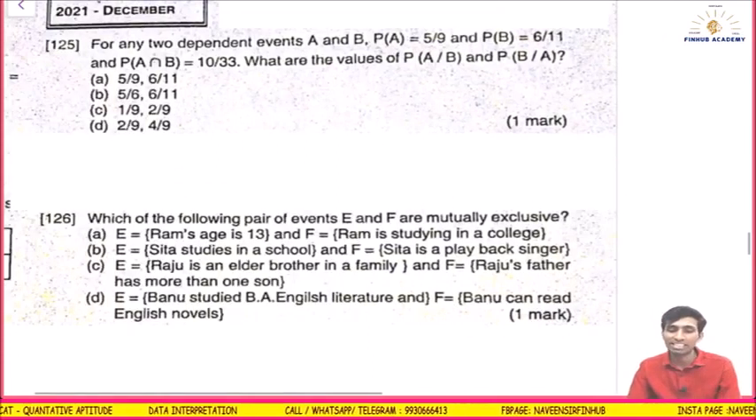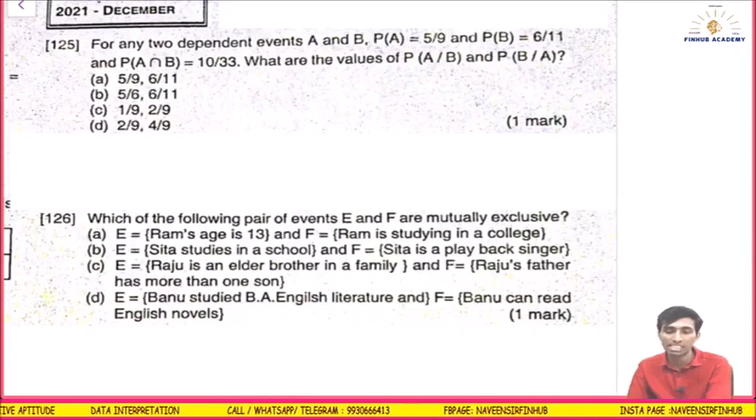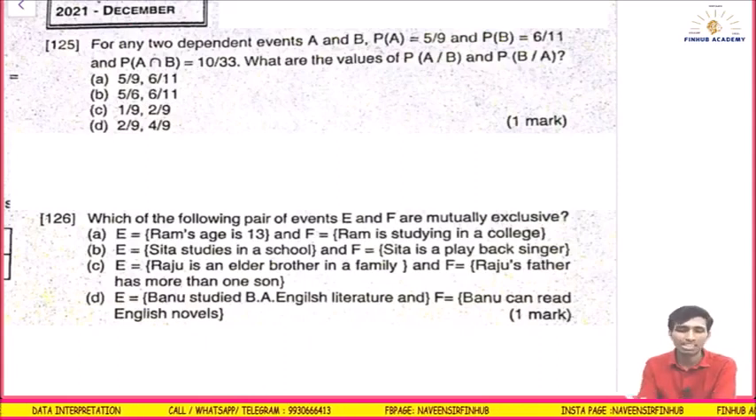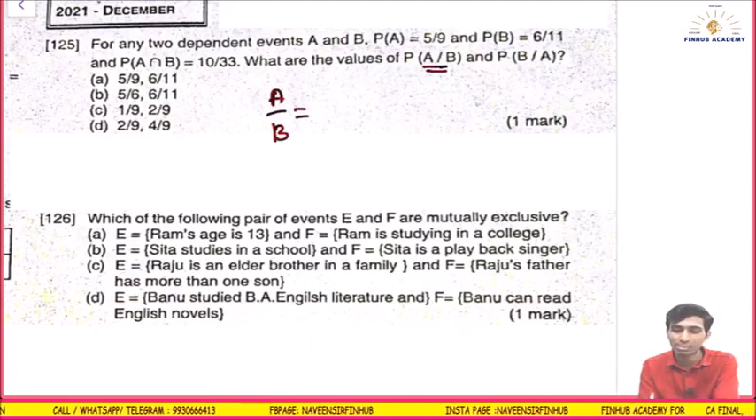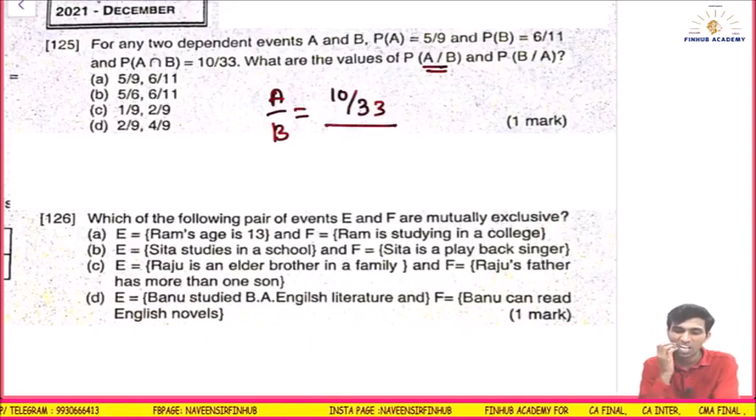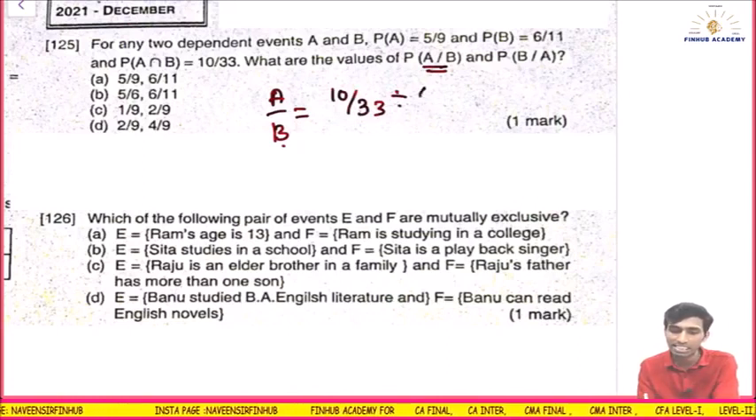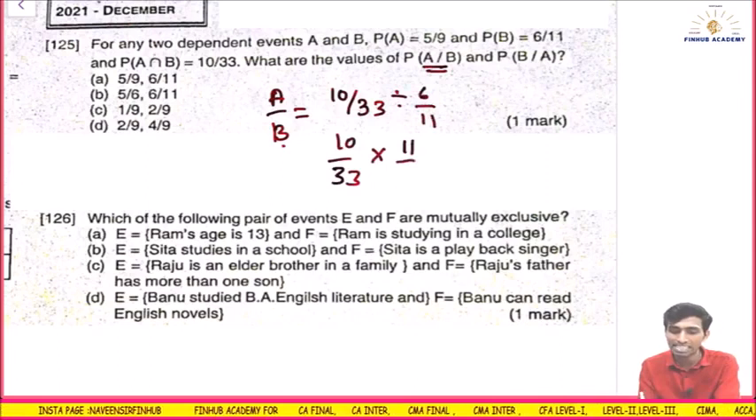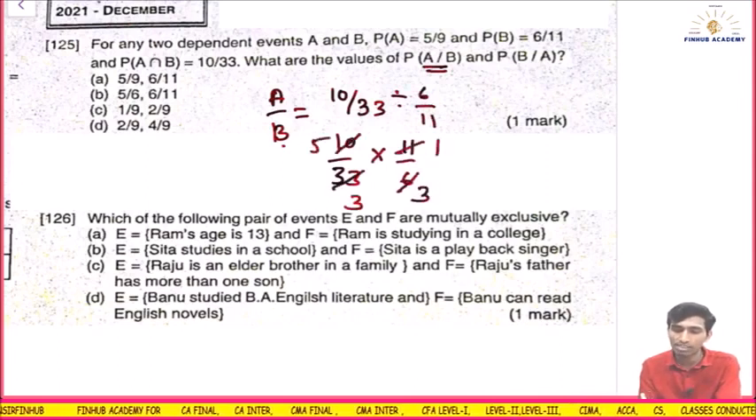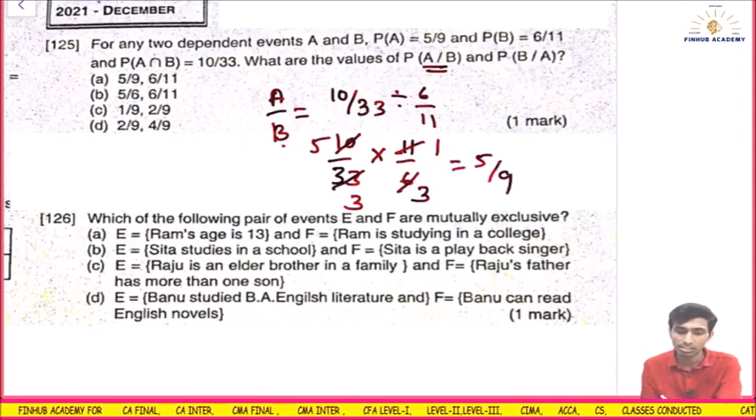For any two independent events A and B, the probability of A is given, the probability of B is given. So what is A by B? A by B is nothing but intersection of A and B upon the probability of B. Intersection is 10 divided by 33. I will write directly divide by, this is in the denominator now, so 6 by 11. So 10 by 33 into 11 by 6. 11 1s are 11, 3 3s are, 2 3s are, 2 5s are. So 5 by 9 is the first answer.